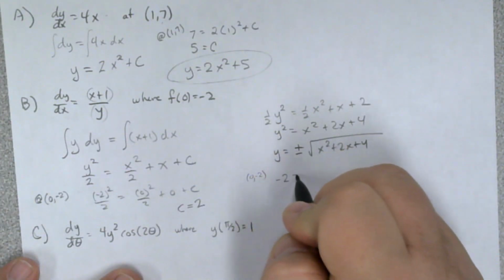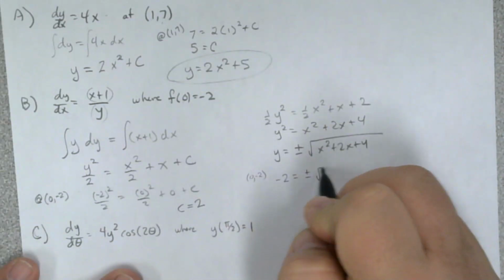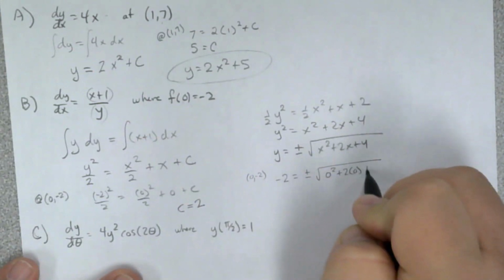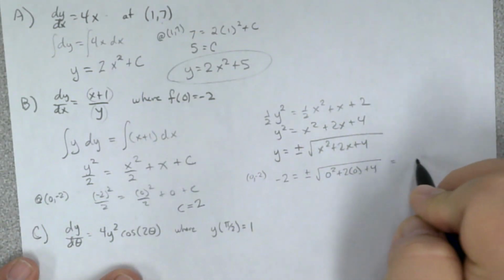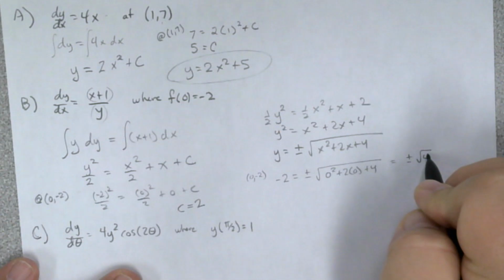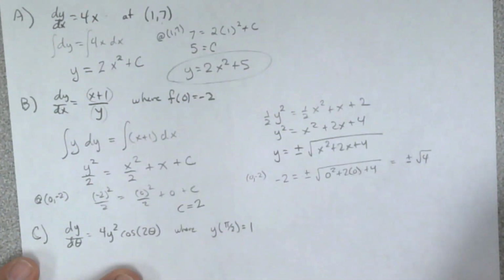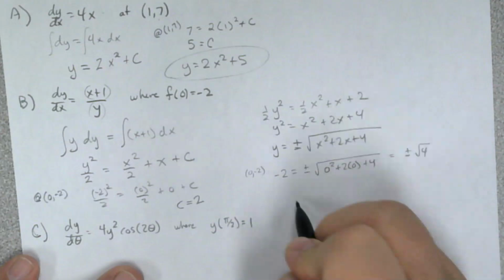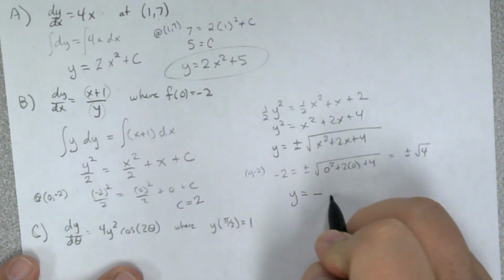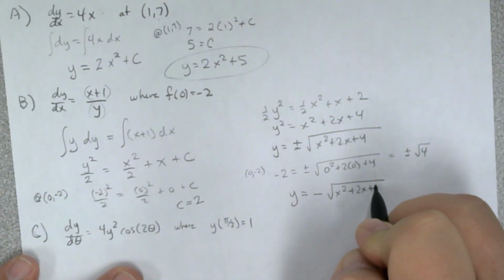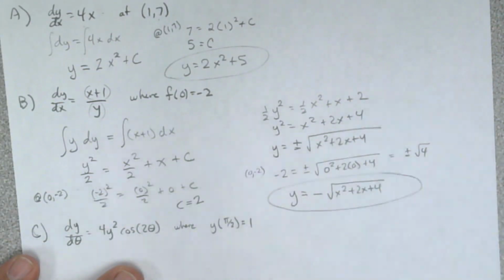Negative 2 equals some plus or minus a square root of 0 squared plus 2 times 0 plus 4. So this end is plus or minus the square root of 4. So you can see clearly I need the negative value to get a true statement. This means I need the negative value in my answer, and y is equal to a negative square root of x squared plus 2x plus 4. And that is your particular solution right there.